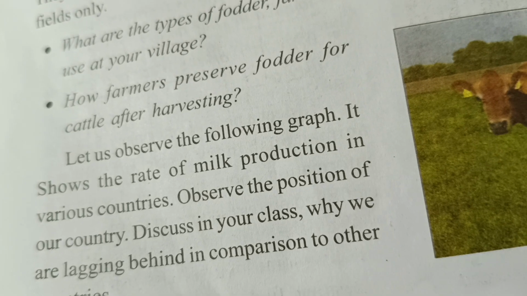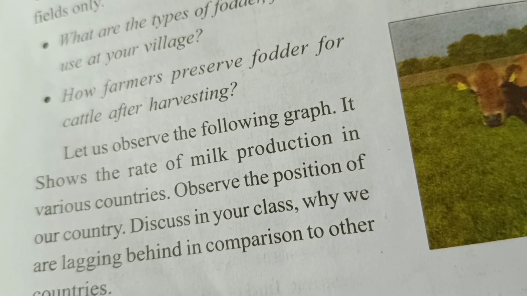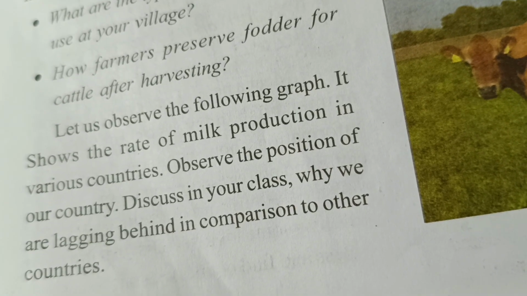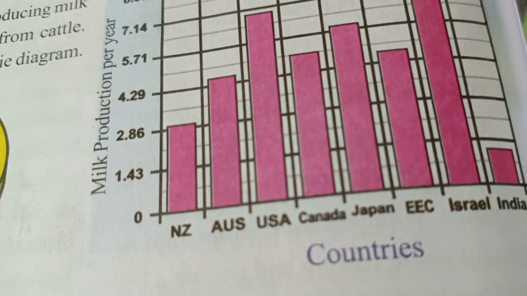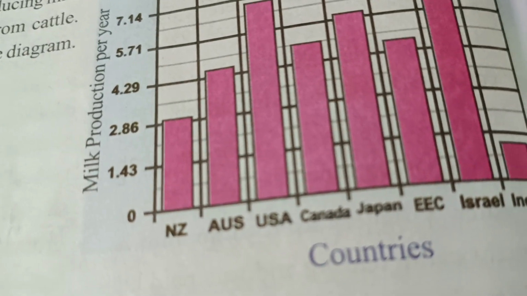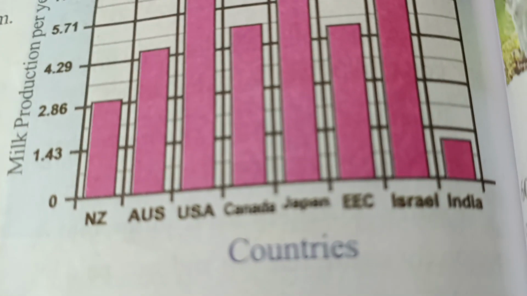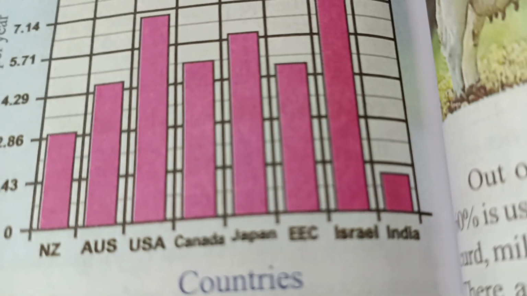Let us observe the following graph. It shows the rate of milk production in various countries. Observe the position of our country. Discuss in your class why we are lagging behind in comparison to other countries. First one, New Zealand, Australia, USA and Canada, Japan, EEC and Israel, India. Milk production in India is very less.